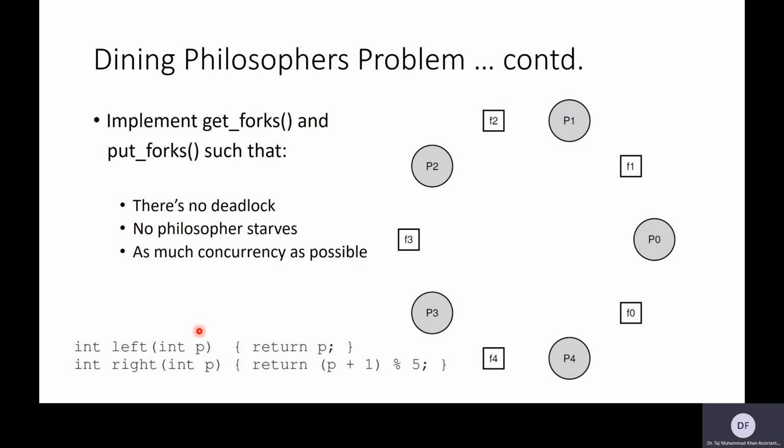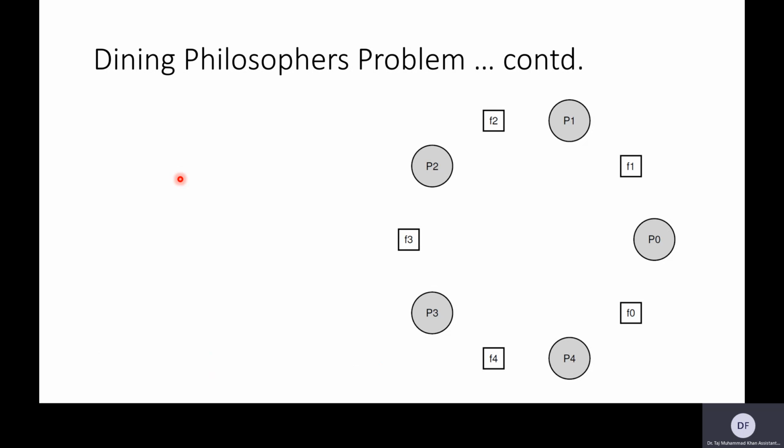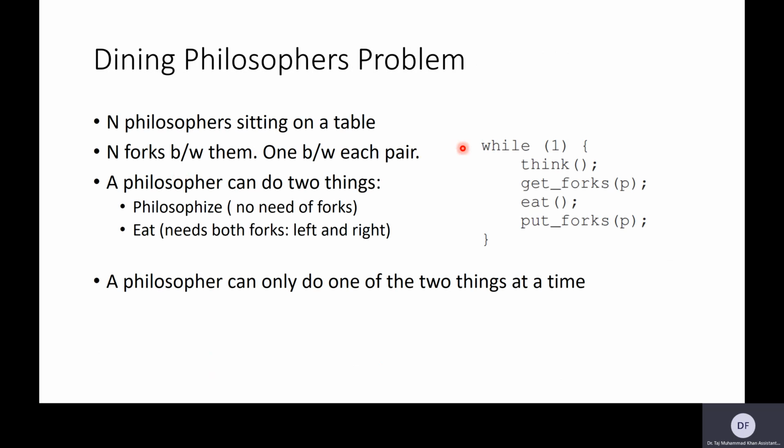So if we have this information, then let us see how we can implement these get forks and put forks functions that we had here. Remember, in this example, each philosopher is first doing get forks to acquire both forks, left and right, before getting to eat. So when acquiring these forks, we have to make sure that both left and right forks were free.